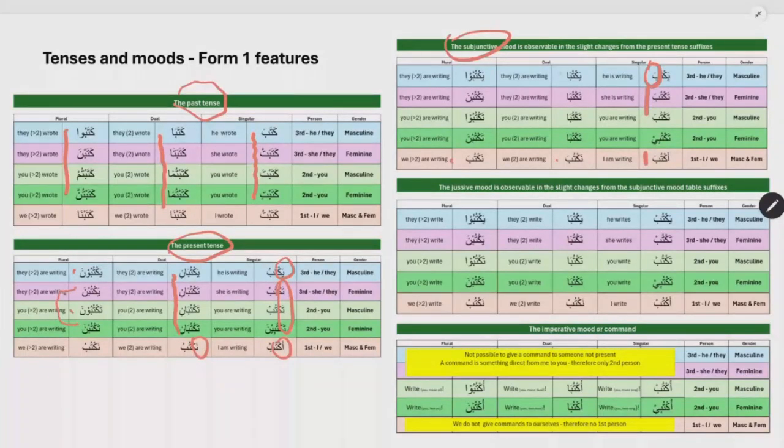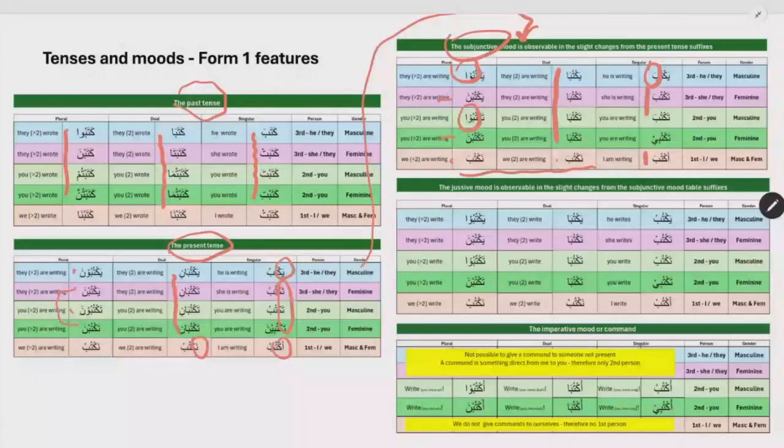You notice the noons fell away here from the previous chart. The noons fell away, and here we have the noon replaced by an alif. Here the same thing happens, and here the noons stay, and the first person takes the fatha ending again. So the main thing to look out for is the fatha in these, as well as the noons that fell away. Then when you compare it to the jussive mood, we said it looks the same except for this one now takes a sukun, the circle, on top, on the last letter.